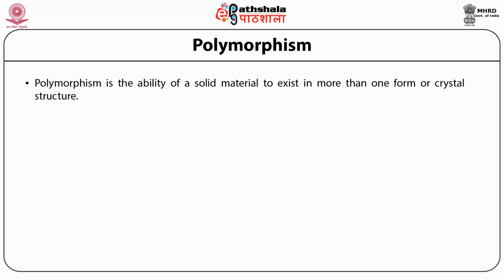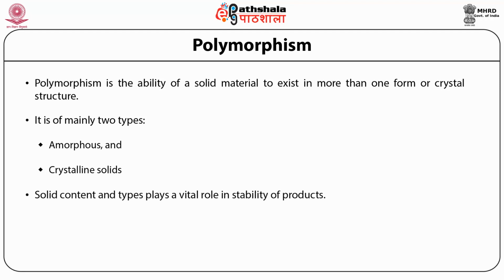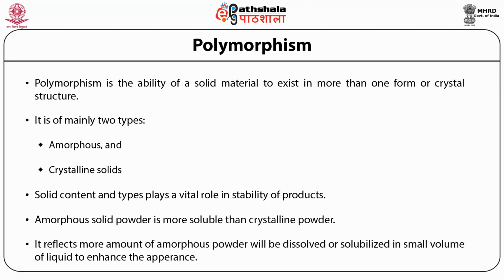Now, we have seen the solids are of mainly two types, amorphous and crystalline solids, and polymorphism is shown by the crystalline solid. Solid content and types play a major role in the stability of the product, and as we have seen, amorphous solid powders are more soluble than crystalline powder. It reflects that more amorphous powder will be dissolved or solubilized in a small volume of liquid to enhance the appearance as such.